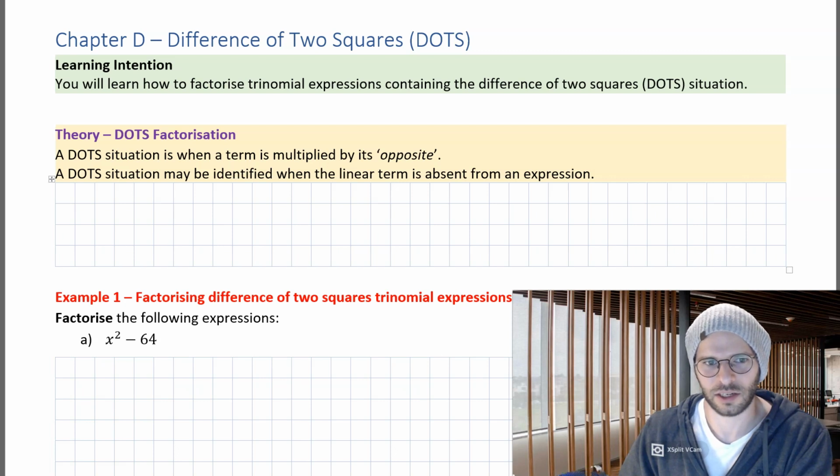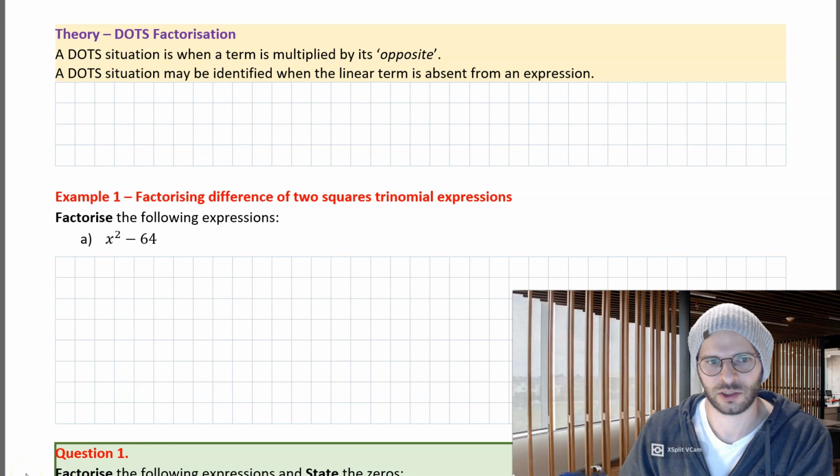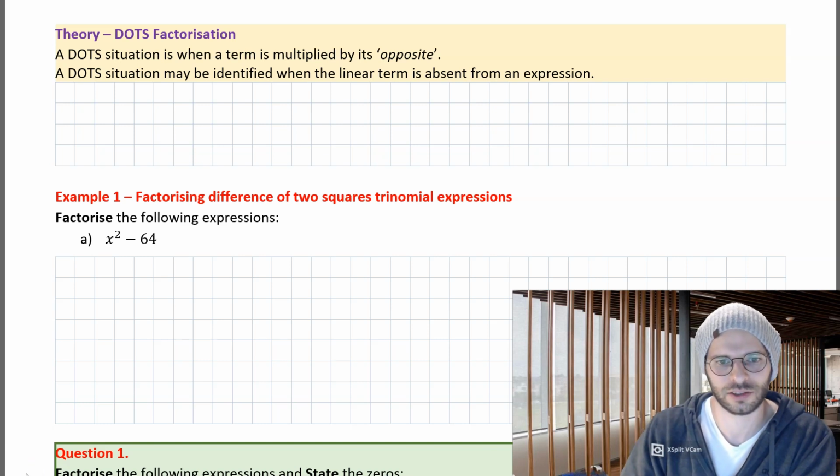Welcome back to this video series on the topic of factorization, Chapter D, Difference of Two Squares. In this lesson, you'll learn how to factorize expressions containing the difference of two squares situation. The difference of two squares situation, also known as DOTS, is when a term is multiplied by its opposite.